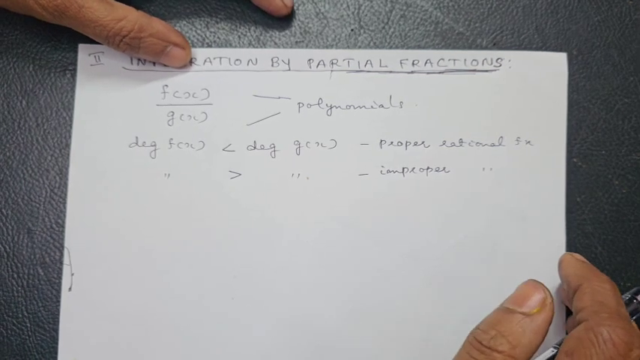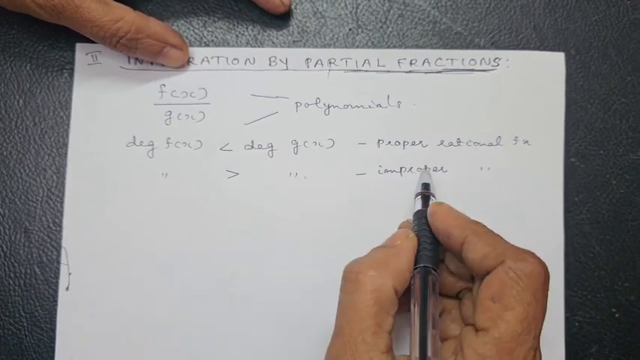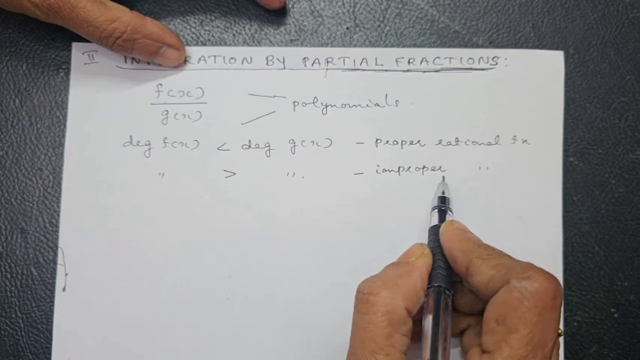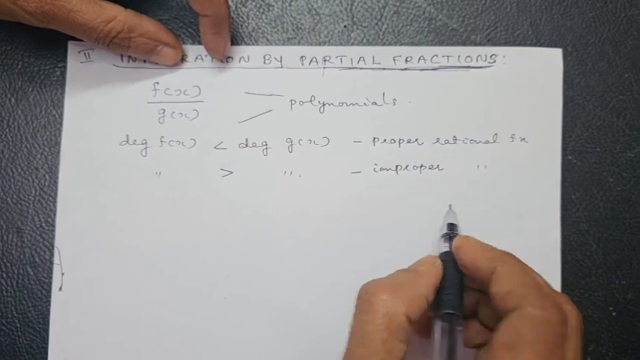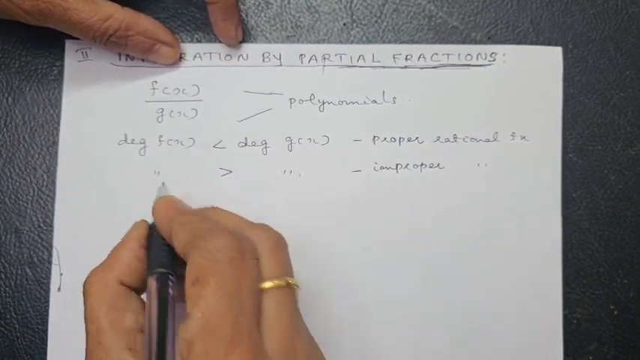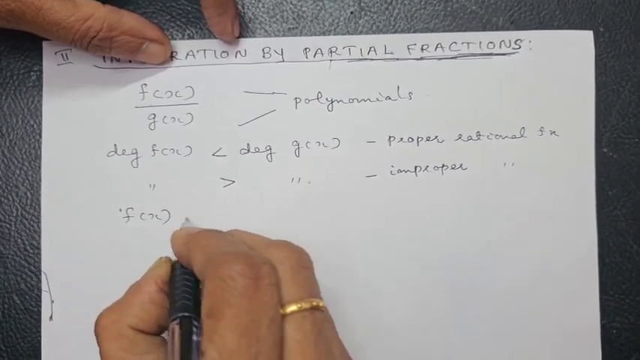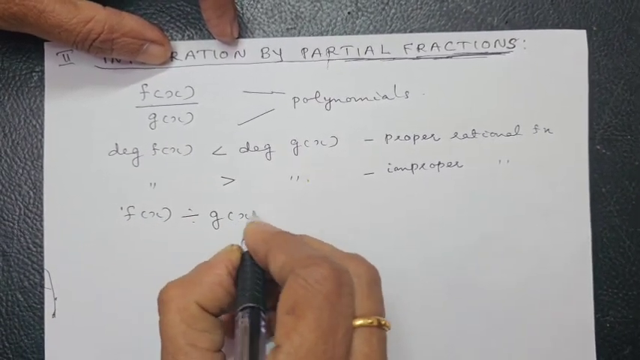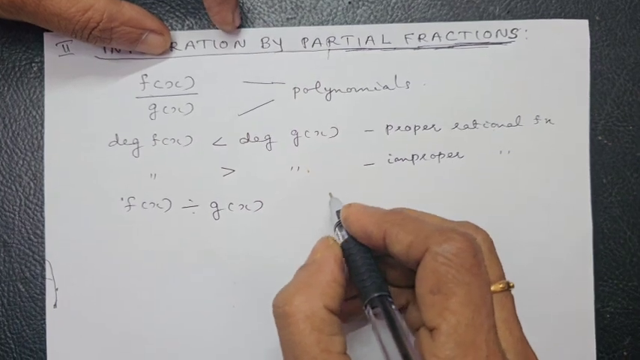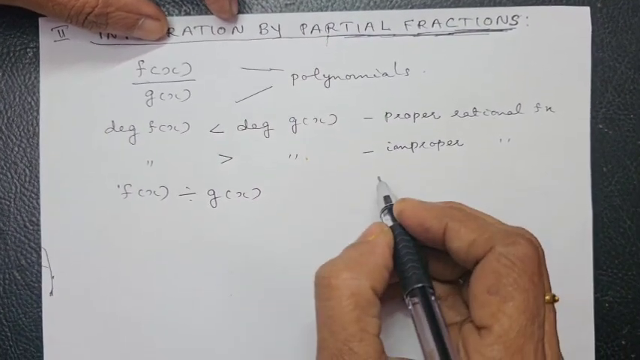But if the degree of f of x is greater than the degree of g of x, that is, if it is an improper rational function, what is to be done? We have to make it a proper rational function. What is to be done? Divide f of x by g of x. When you divide, you will get a quotient and a remainder.